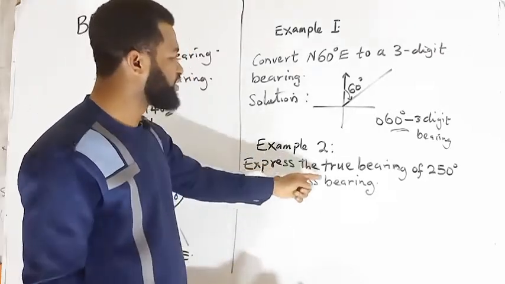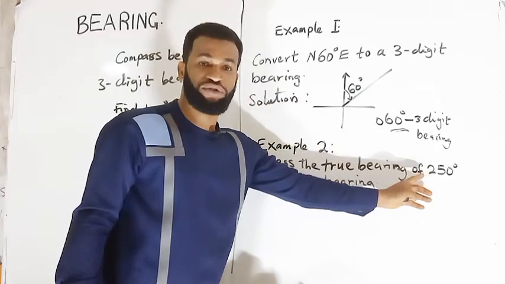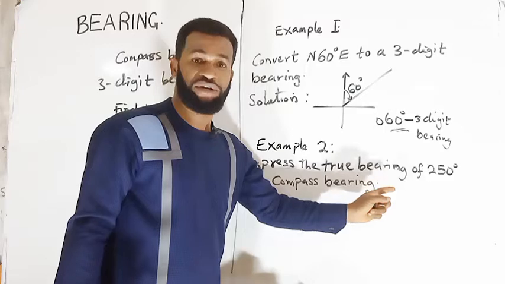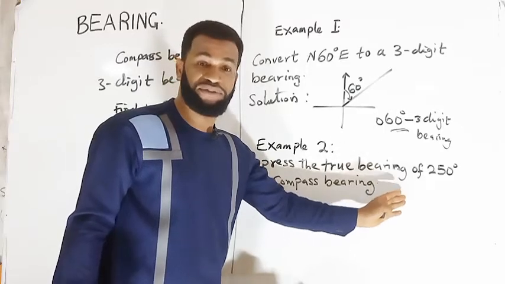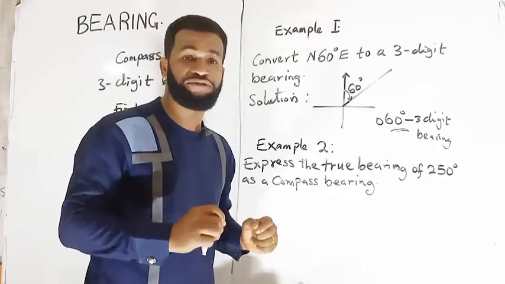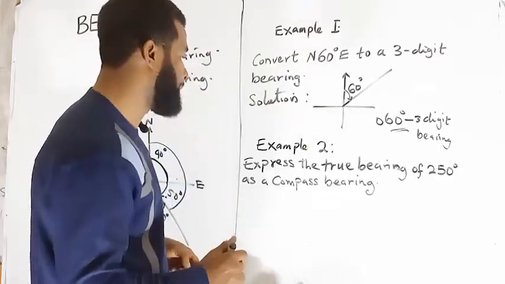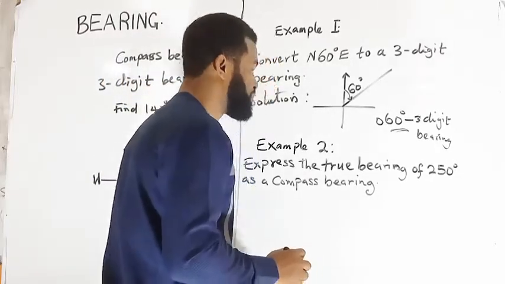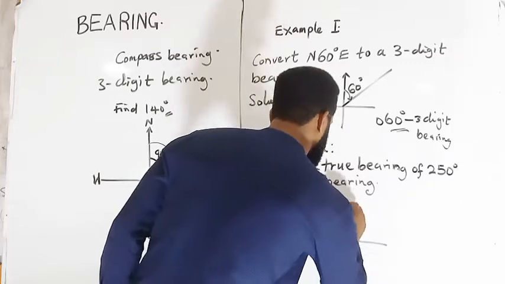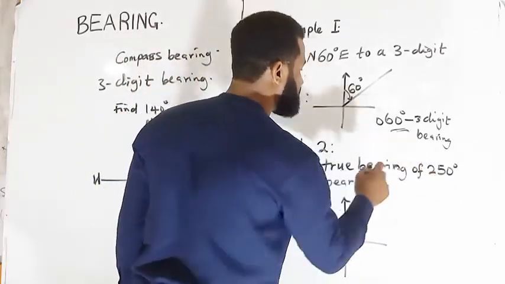Now we said express the true bearing of this. This is already in 3-digit bearing, but they want me to convert 250 degrees to a compass bearing. How do we do that? The principle is very simple. This is the north. Good. I'm going to measure angle 250 degrees.